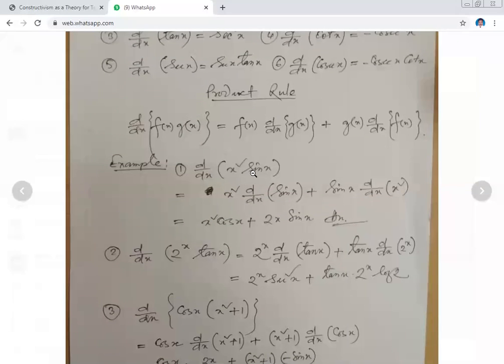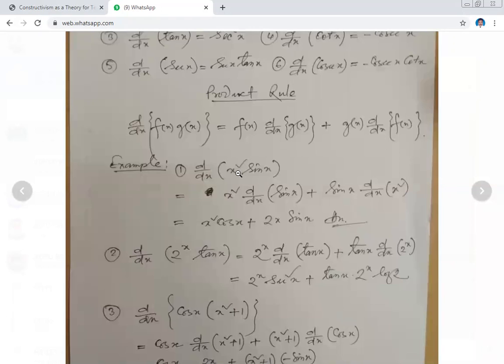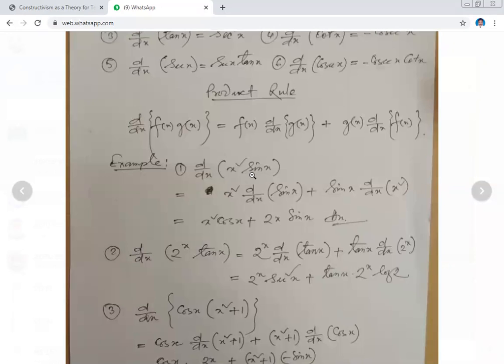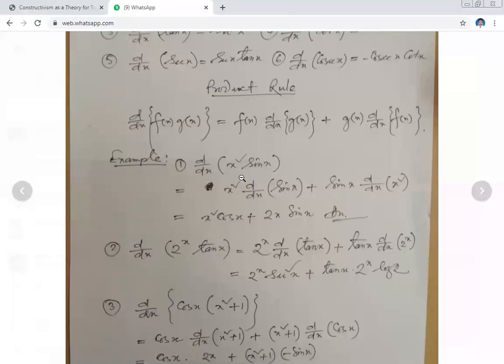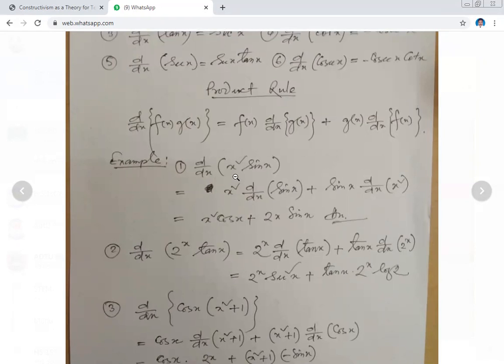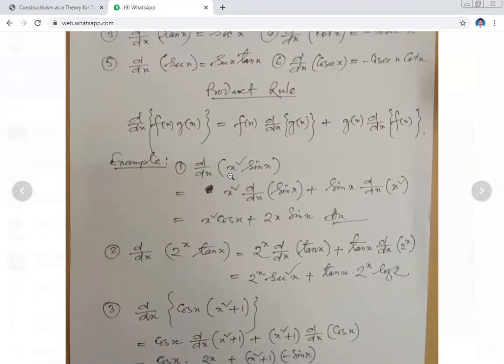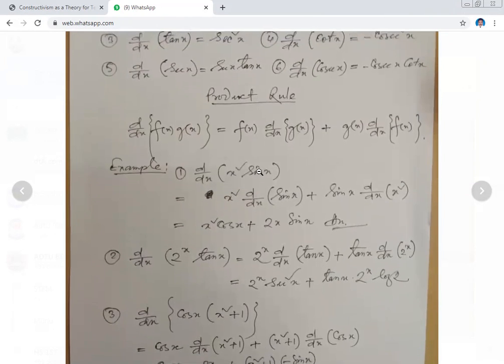So you have to think x square is an algebraic expression and sin x is a trigonometric expression. So two different functions. One is algebraic, another is trigonometric. So they are in product form. They are multiplied. So we have to move through the product rule. So x square is the first function and sin x is the second function.